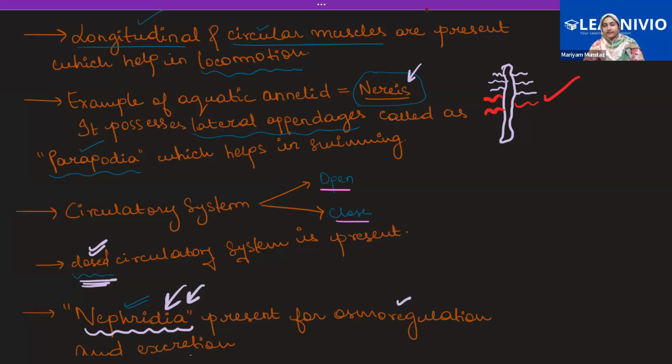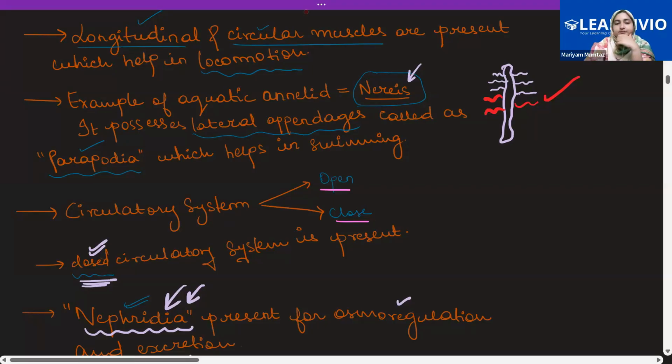Is an appendage a muscle? No, an appendage is not a muscle. Like how in our body, our hands and legs are appendages. Imagine it like limbs, an outgrowth. That is called parapodia so that it can swim. But the ones that are terrestrial have longitudinal and circular muscles so that they can move.